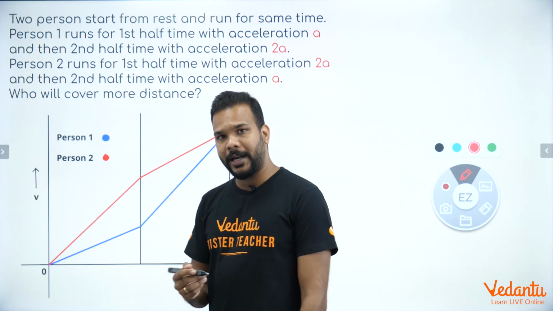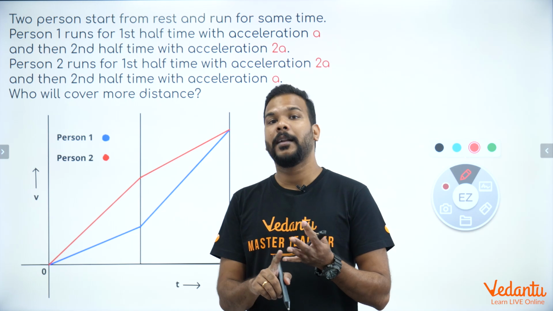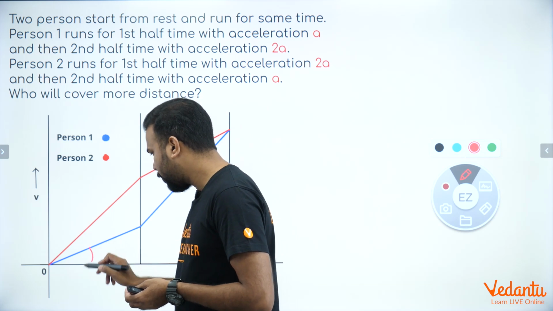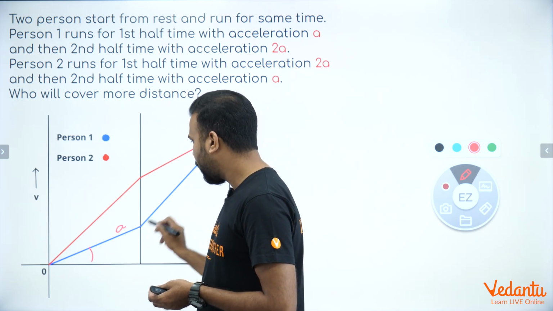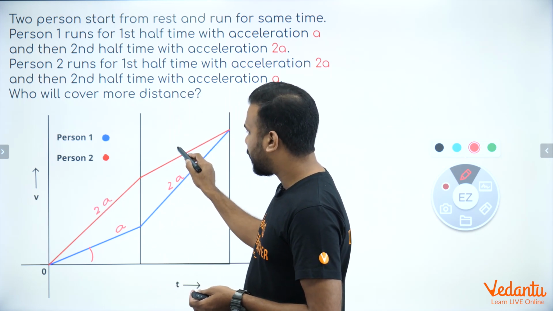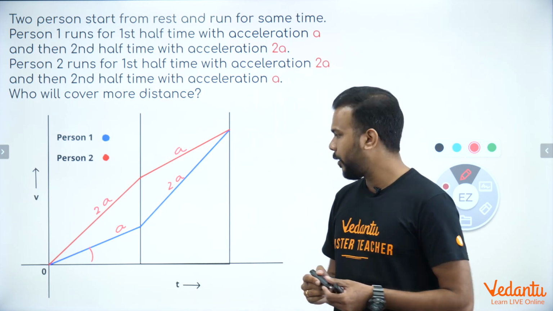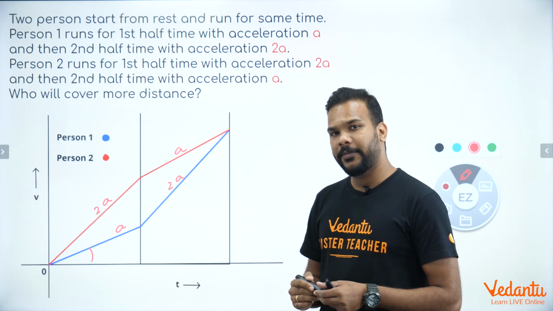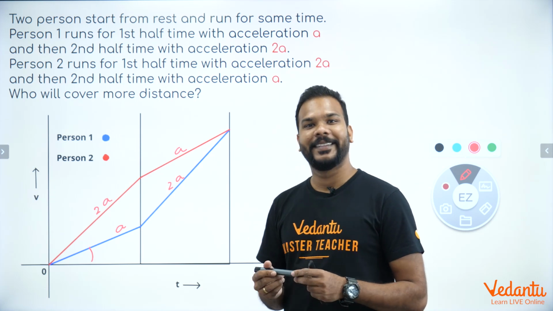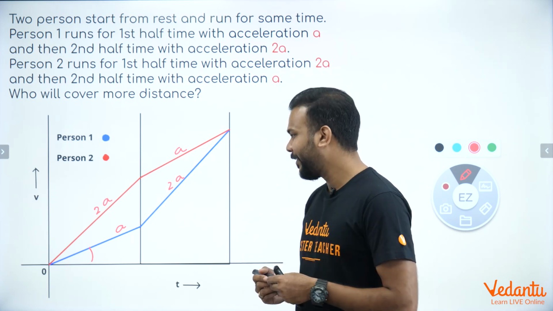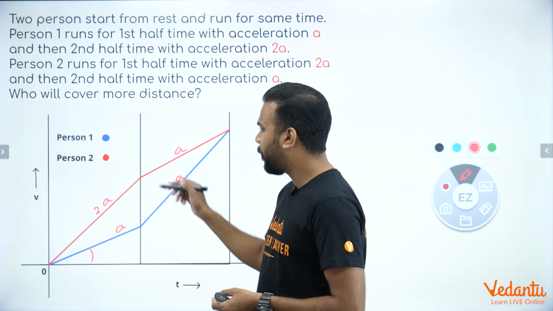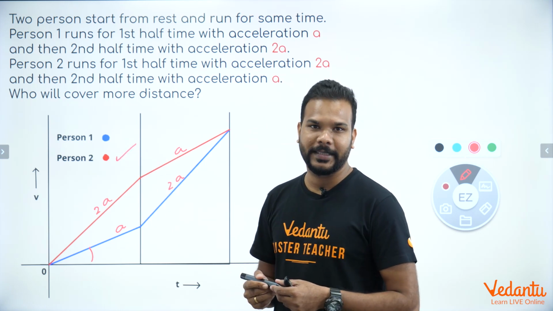Now what is happening here, you know that in a velocity time graph, the area is displacement and the slope of the graph is acceleration. So what you see here, this is acceleration a, and this is acceleration 2a. Over here, this is acceleration 2a, and this is acceleration a. Just by looking at the graph, can you take a hint which of these guys is going to cover more distance? Write that in the comment box. Yes, quite visibly, it's person number 2 who will cover more distance.